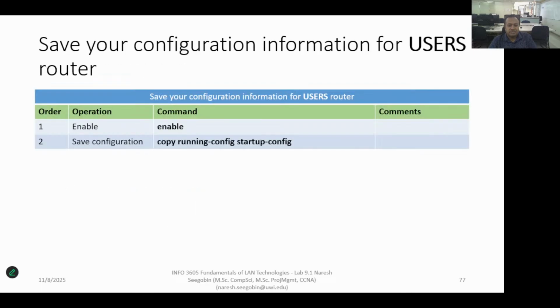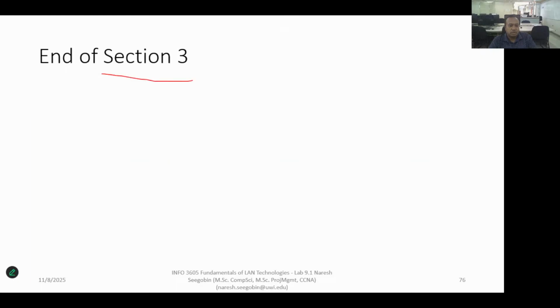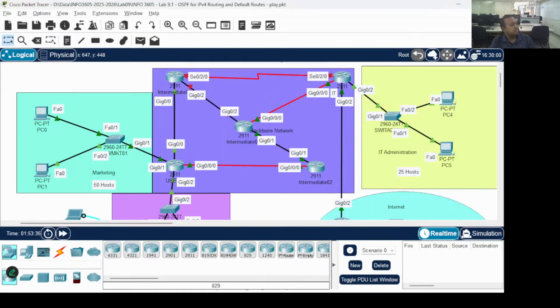Right, now the rest of it is saving configuration. So I'll just skim through that pretty fast. I won't deal with that too much. Right, so that's with this. So this is the power of dynamic routing.